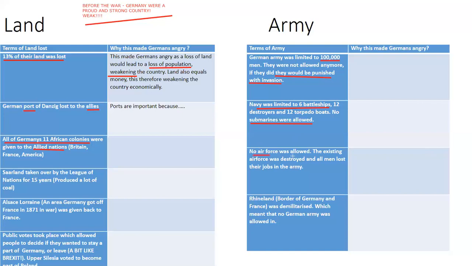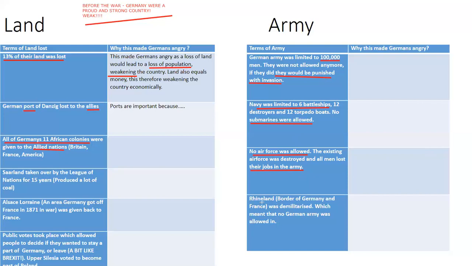No air force was allowed. The existing air force was destroyed and all men lost their jobs in the army. That's going to cause a lot of anger. Now remember, when Ebert came to power, he told the army that they weren't going to be changed. But this Versailles Treaty has basically enforced it.